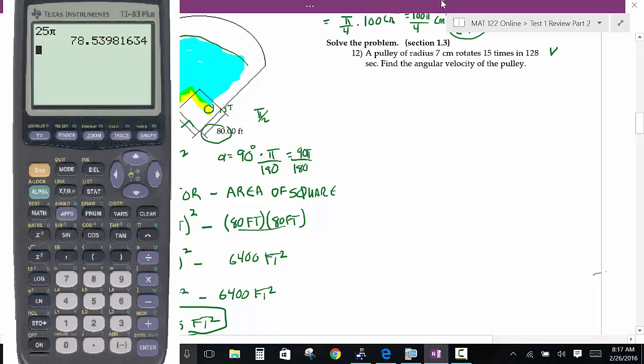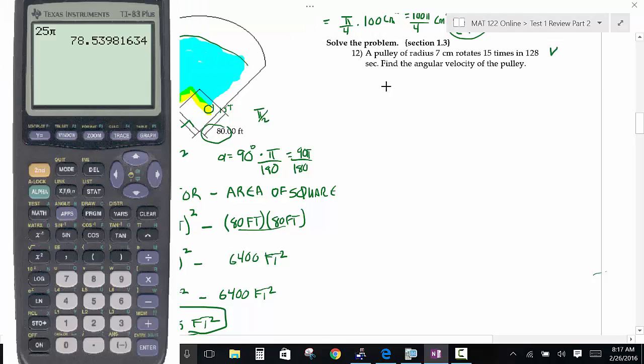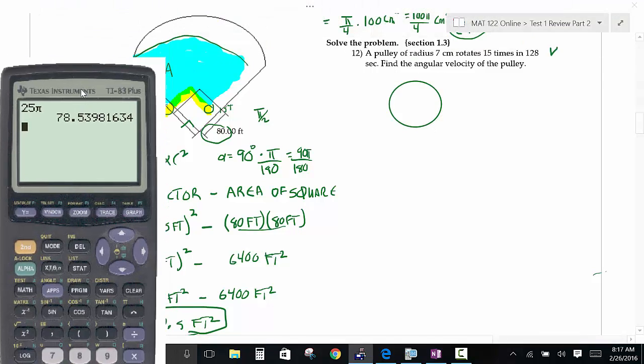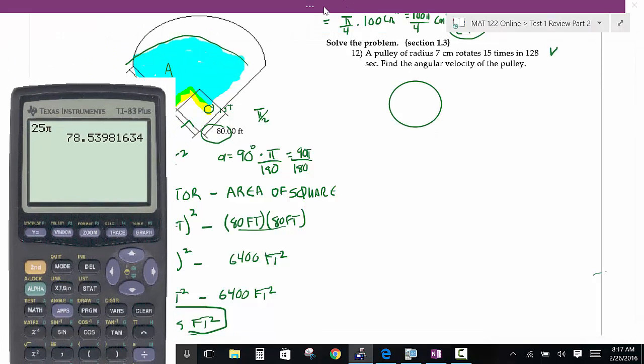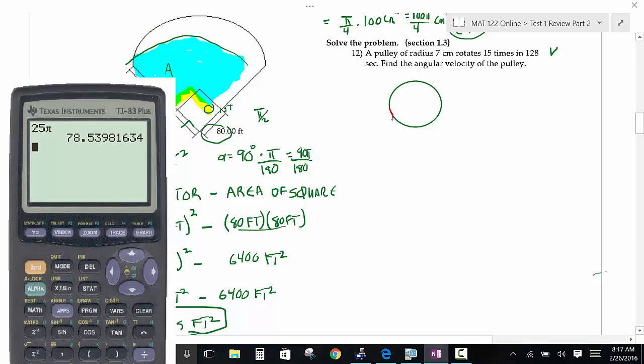So the way I look at this problem is kind of like this. You've got some sort of a circular pulley here, and generally you use a pulley, of course, to make work easier. So what we're going to typically do is have some sort of a cord that we pull on. That's not very good.